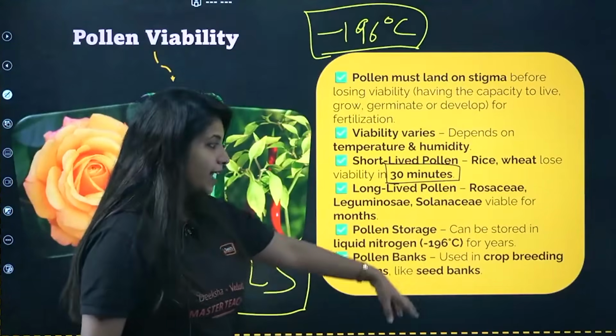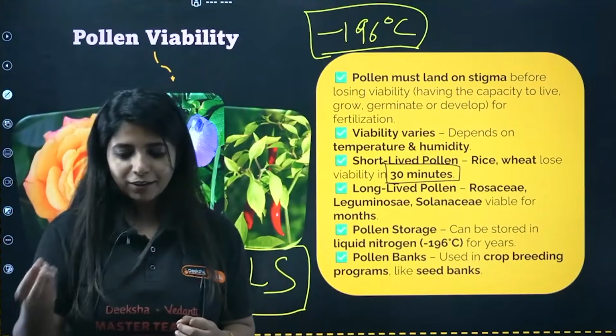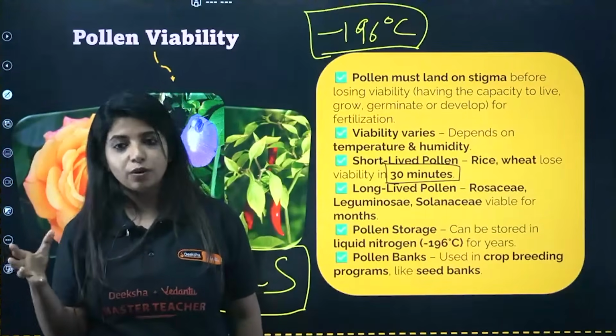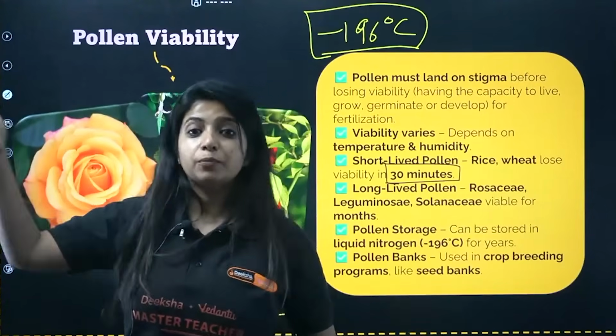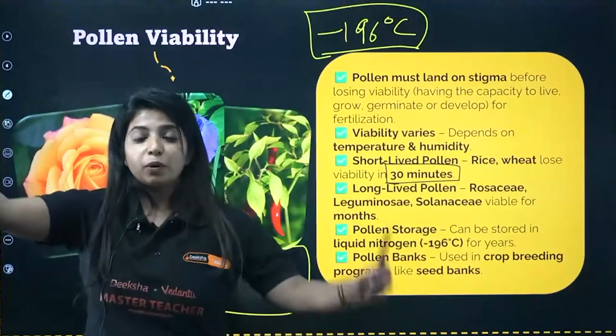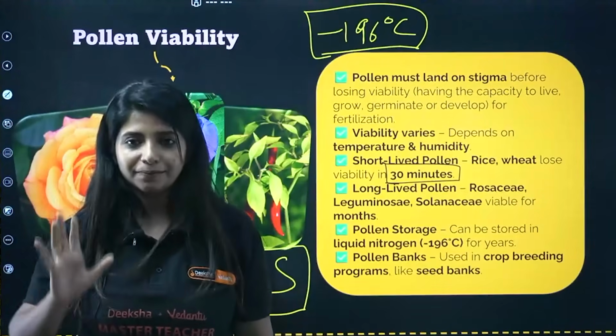Okay, cool. Now, pollen banks are also there, where you give the pollen and then you get money. A pollen bank is a place where the pollen grains are stored. That can be used later for different programs, such as crop improvement programs. I want that crop, I want this crop, I want to fuse them. All of it can be done very easily with the help of this.